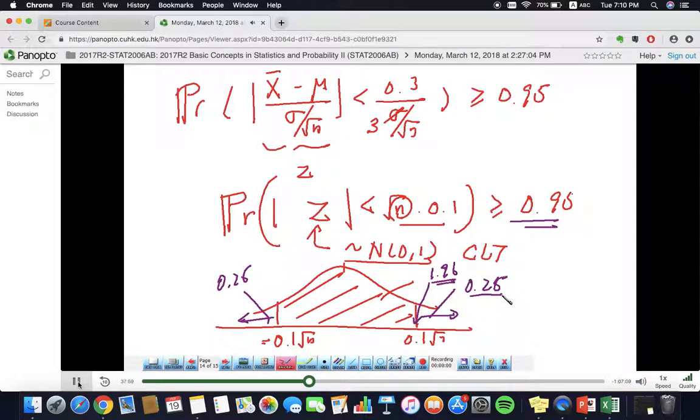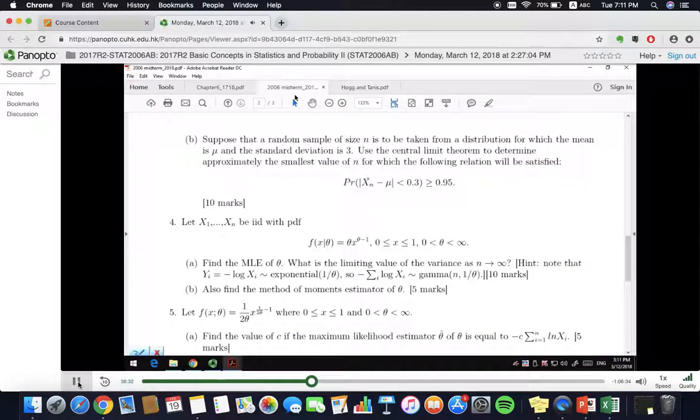So we only have to calculate root n times 0.1 equal to 1.96. Roughly speaking, n would be equal to 19.6 squared, so roughly 300 something. It's far bigger than the magic number 30. So that's why we can use the central limit theorem, and that's why this application is valid. I think quite a number of you got this correct indeed.